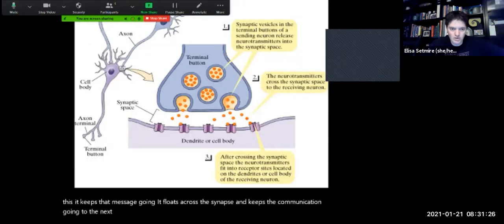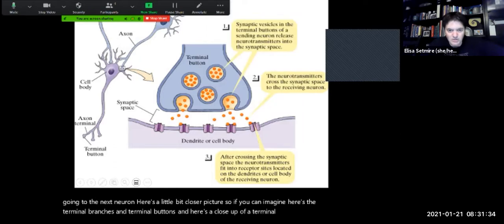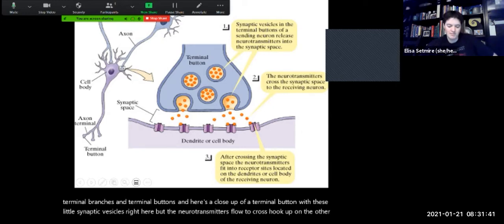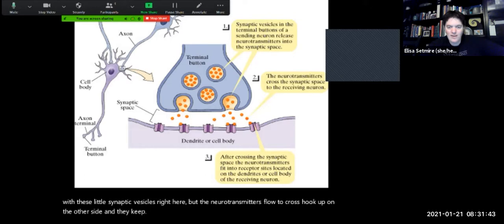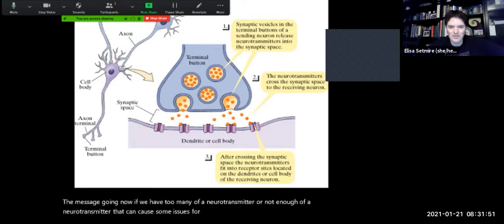Here's a little bit closer picture. If you can imagine, here are the terminal branches and terminal buttons. And here's a close-up of a terminal button with these little synaptic vesicles right here. The neurotransmitters float across, hook up on the other side, and they keep the message going. Now, if we have too many of a neurotransmitter or not enough of a neurotransmitter, that can cause some issues for us with our behavior and our mental processes. These neurotransmitters are in charge of an incredible number of functions.